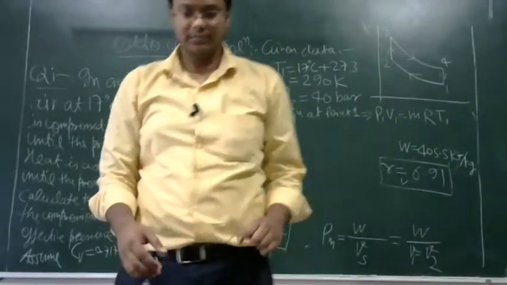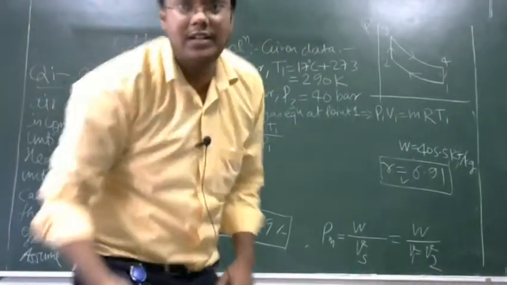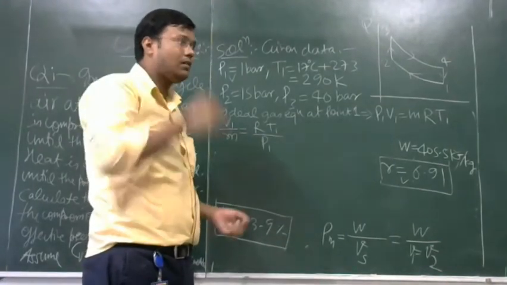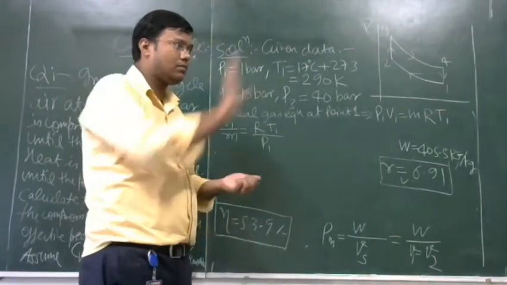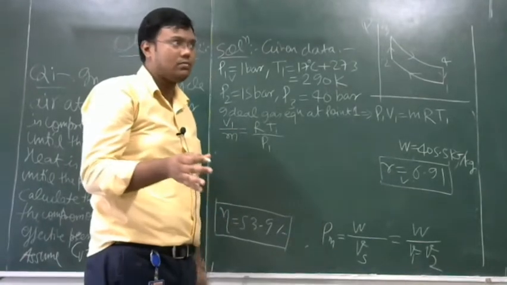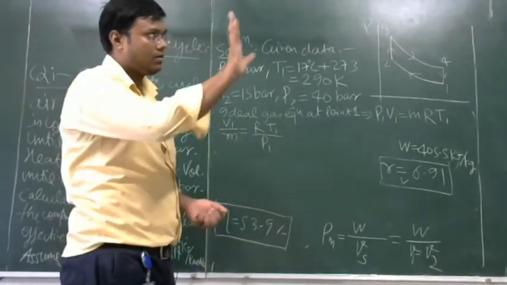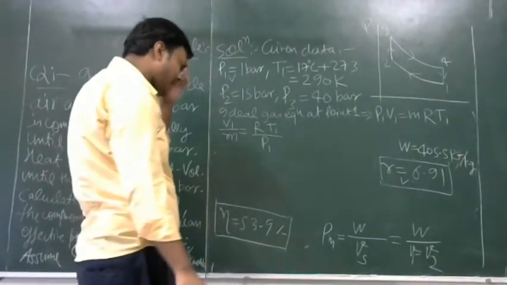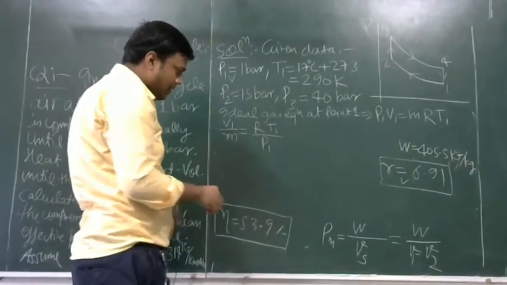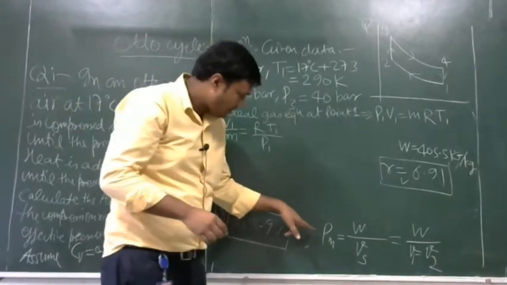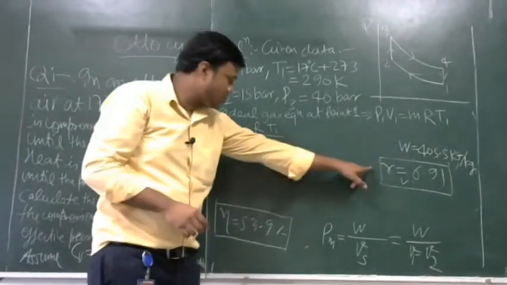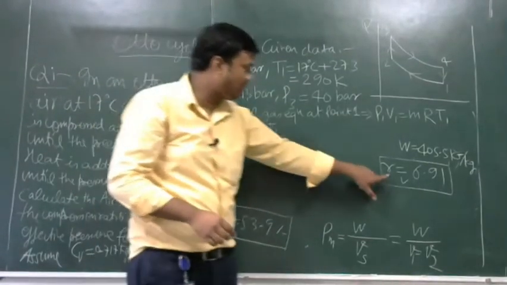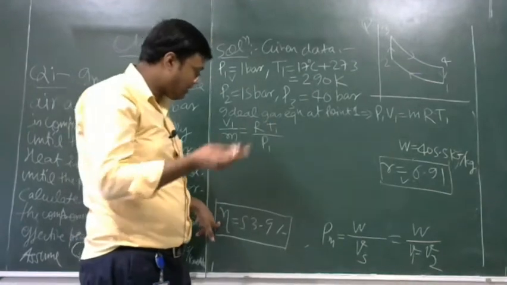Okay, so in the previous class, video number one, we stopped at finding the value of compression ratio as well as the efficiency and mean effective pressure. We are able to do the compression ratio and efficiency. Now we have to find the value of mean effective pressure.